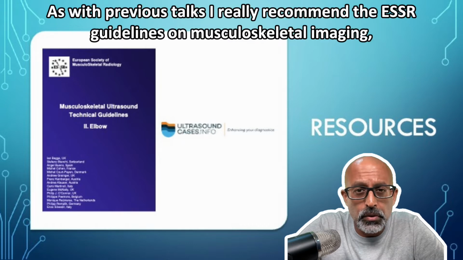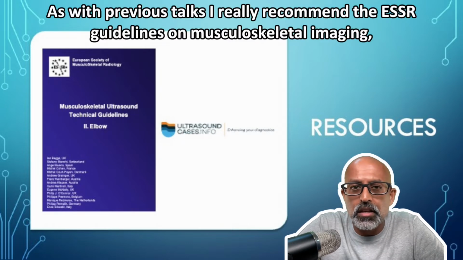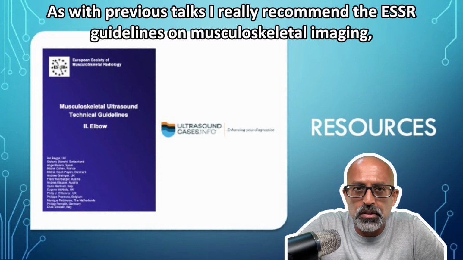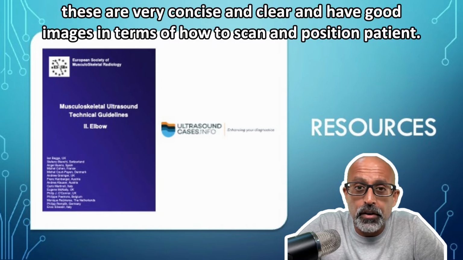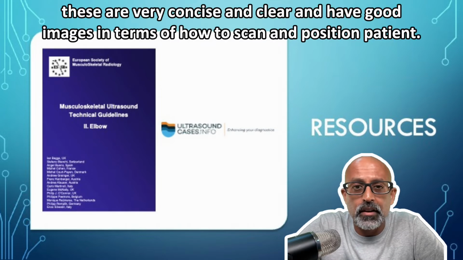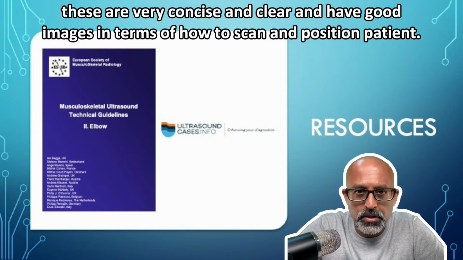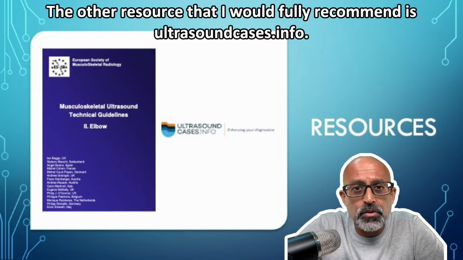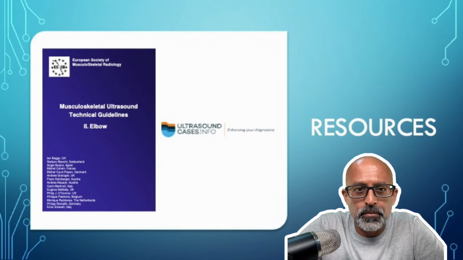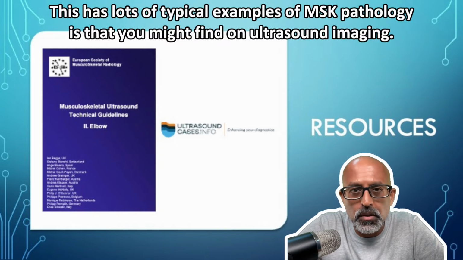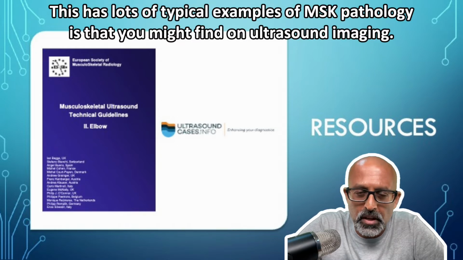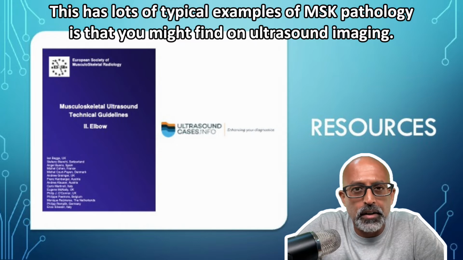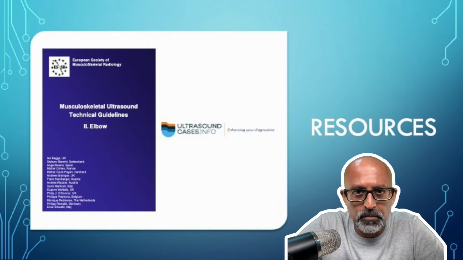As with previous talks, I really recommend the ESSR guidelines on musculoskeletal imaging. These are very concise and clear and have good images in terms of how to scan and position the patient. The other resource that I would fully recommend is ultrasoundcases.info. This has lots of typical examples of MSK pathologies that you might find on ultrasound imaging.